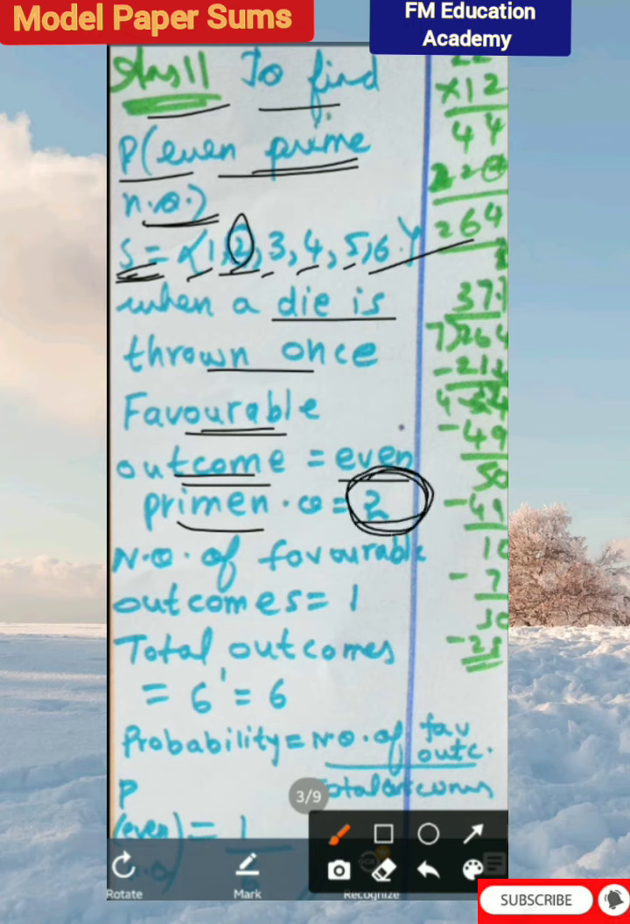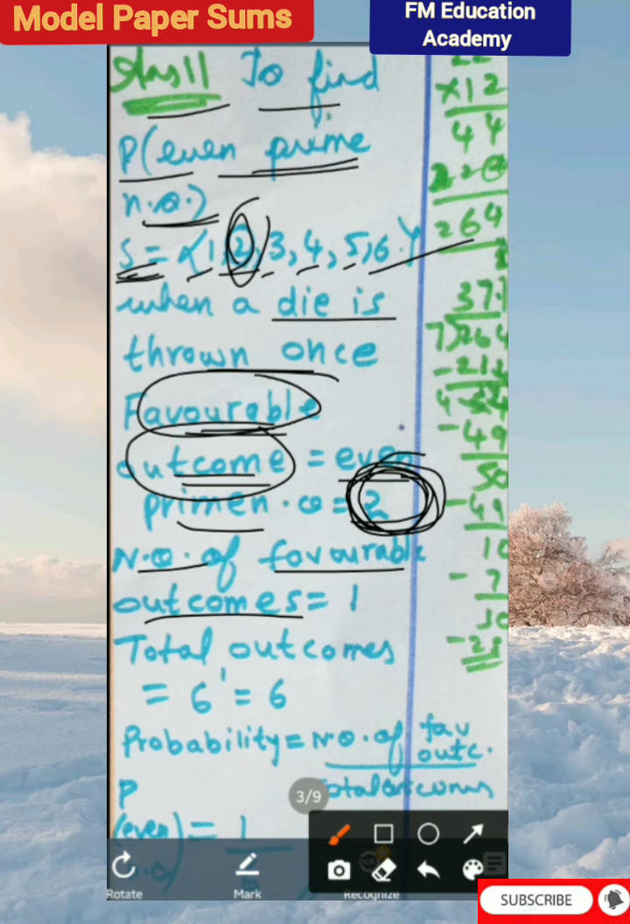What are prime numbers? The numbers which do not have any other factor other than 1 and itself are called prime numbers. So 2 does not have any factor other than 1 and itself. So 2 is the only even prime number. Rest all other numbers are odd. So we have to count the number of favorable outcomes. Favorable outcomes are 2. When I count, 2 is present only one time in all these 6. So the number of favorable outcomes is 1.